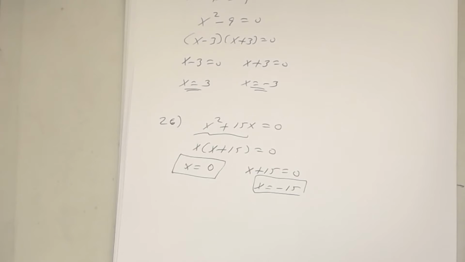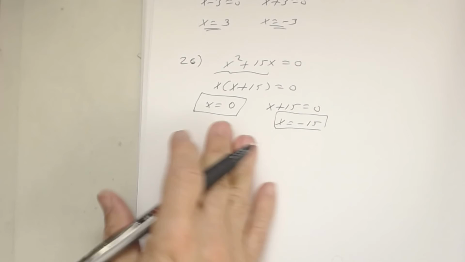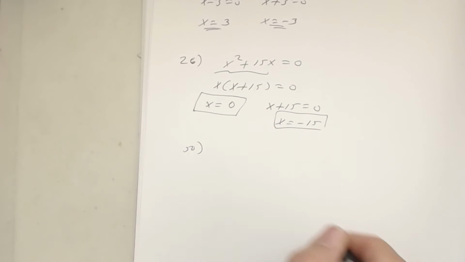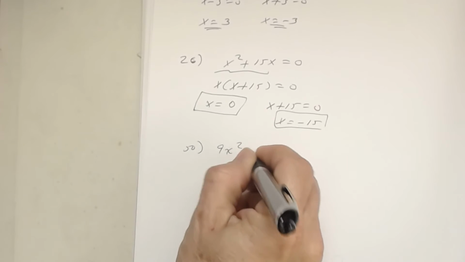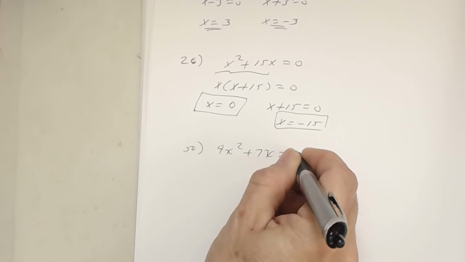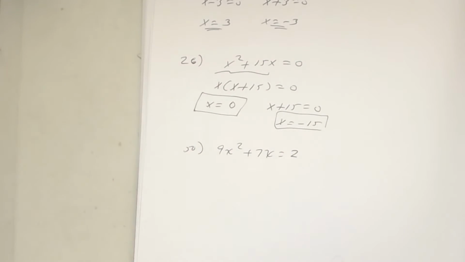Okay. Number 50. You have 9x squared plus 7x equal 2. What kind of equation is this? Quadratic. And you want to solve these quadratic equations by what method? Factoring, which involves what property?